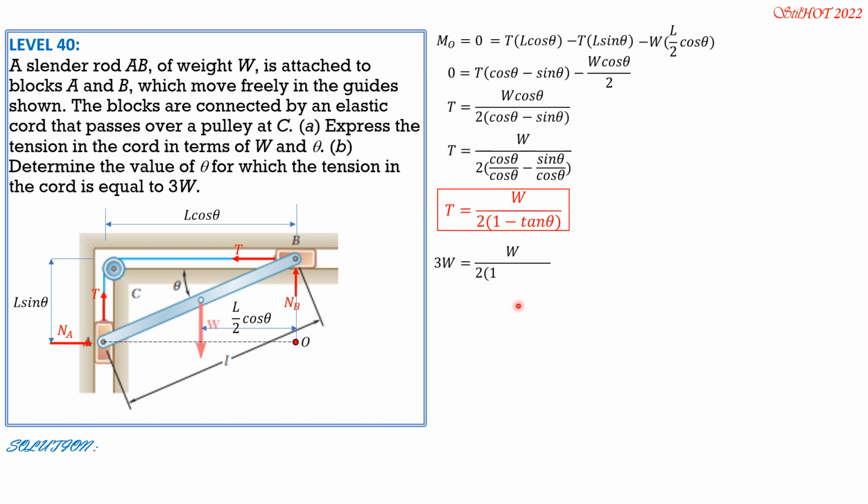Then in part B, when tension is 3W, find theta. So 3W equals W over 2 times the quantity 1 minus tangent theta. We cancel out W. So that means 1 minus tangent theta is 1 over 3 times 2, or 1/6. So tangent theta therefore is 5/6. So theta can now be computed. Arctan of 5/6 equals 39.81 degrees.